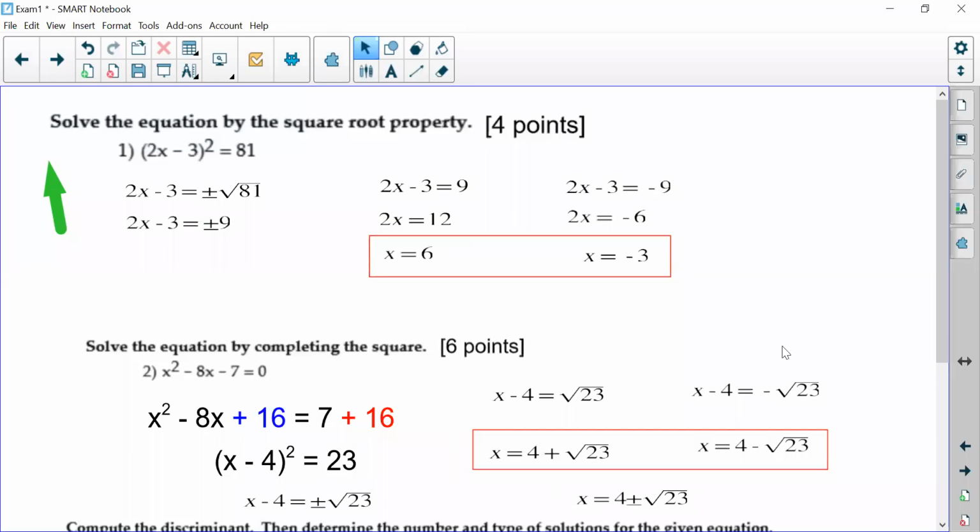Here is the test with its solutions. Number one, solve by the square root property. So you're taking the square root of both sides, which means you're doing plus or minus square root of 81, which of course is 9.